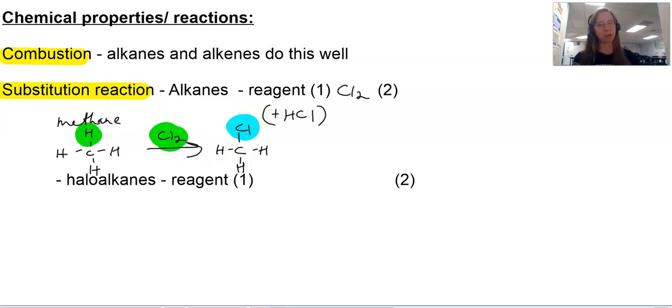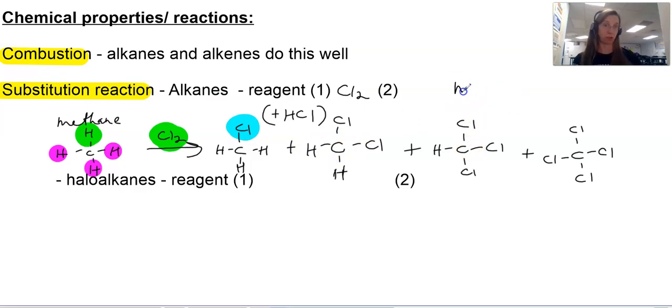Now, this is a bit complicated for an alkane because there's not only that one hydrogen, there are more hydrogens on here and they can be replaced as well. So we can get one hydrogen being replaced, or we can get two hydrogens being replaced, or three. So there is a mixture of products. All of these are possible and we get a mixture of these. I don't know how much of each one. It's not balanced. It's not 1 to 1 to 1.